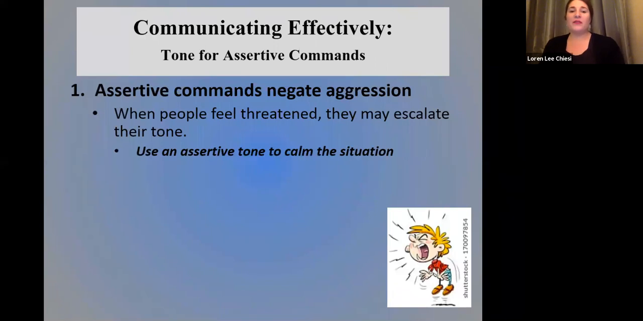So one thing you can do when this is happening is use an assertive tone to calm down the situation. The best thing you can do is meet a person that is going into an escalation zone and just meet them with calmness. Go back to your deep breathing. Go back to, okay, I'm not attacking the person. I'm talking about the subject. I'm not attacking the person. I'm attacking the topic. So just keep those things in the back of your mind.